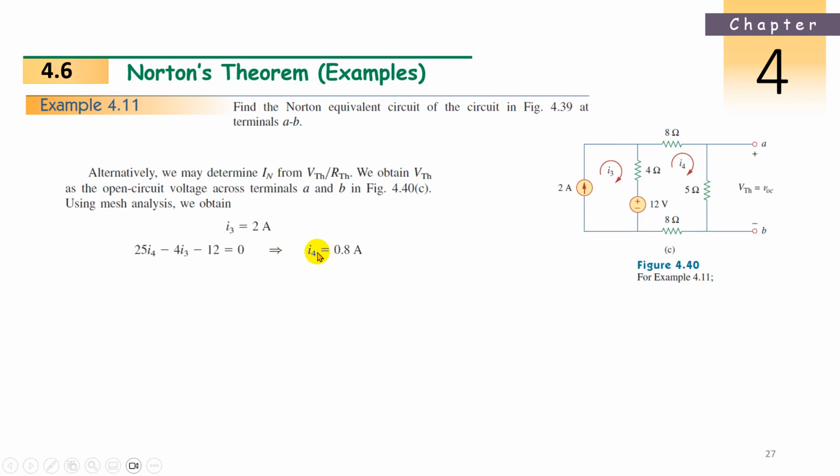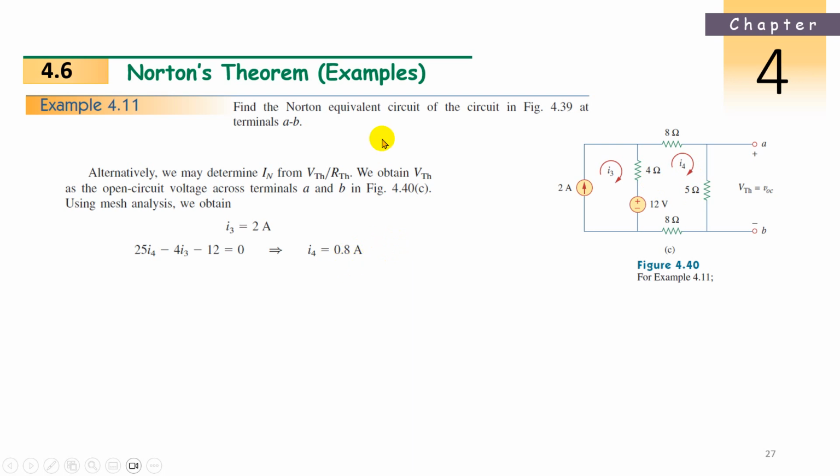I3 we already know, so I4 can be calculated by substituting I3 as 2 amperes in this equation. I4 will be 0.8 amperes. So once you know I4, the voltage across terminals A and B is nothing but I4 multiplied by this resistance, V equals IR. R is 5 and I4 is 0.8. So 5 into 0.8 is 4 volts.